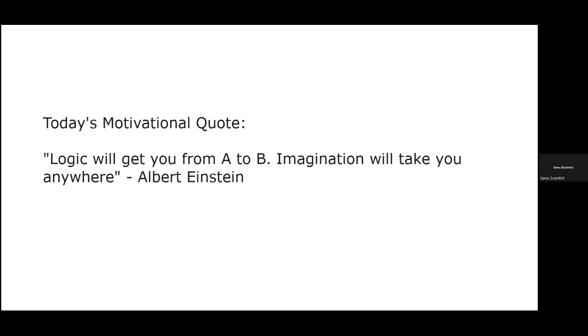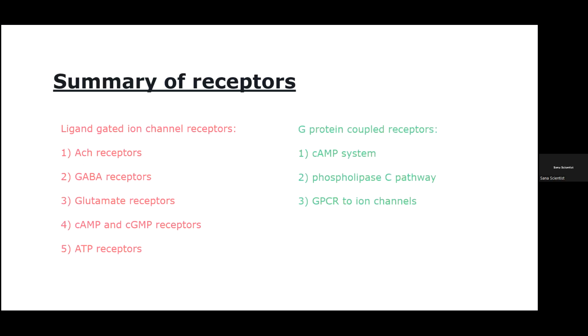Next slide. So we have the ligand-gated ion channel receptors. Don't worry about the names and whatnot, but this is how I organized everything to remember that we have 4 different types of receptors.